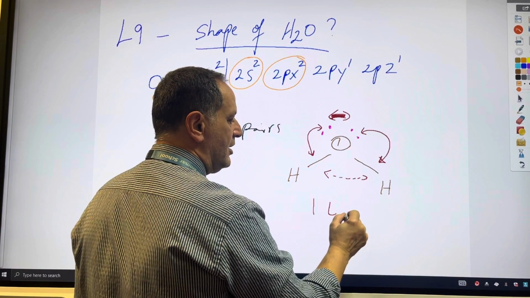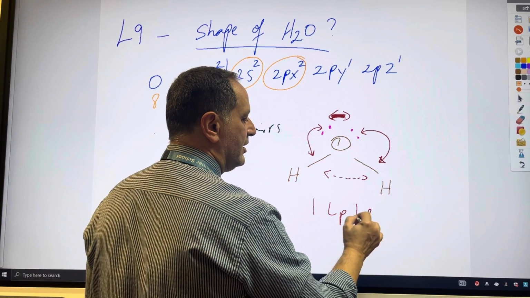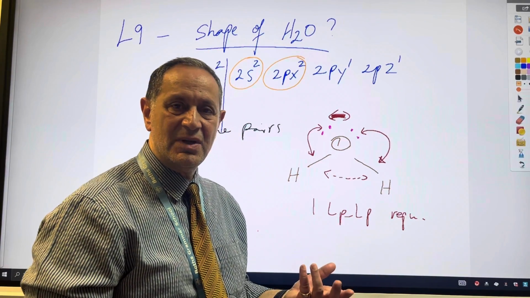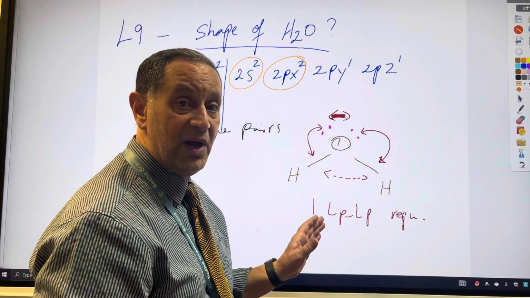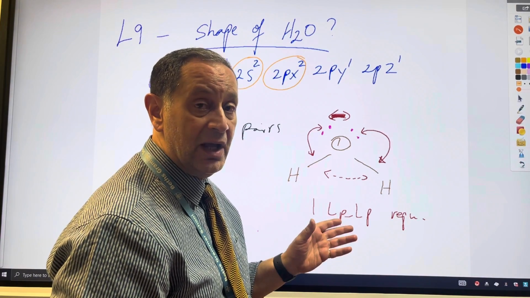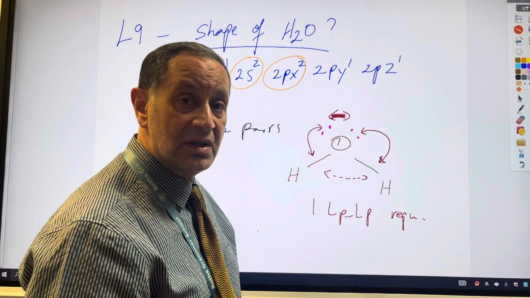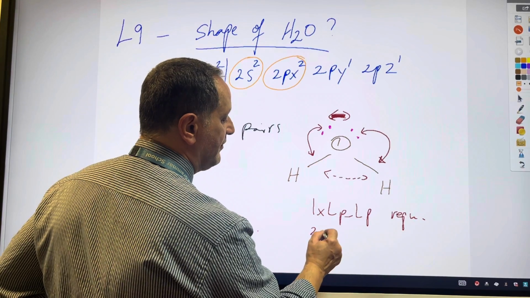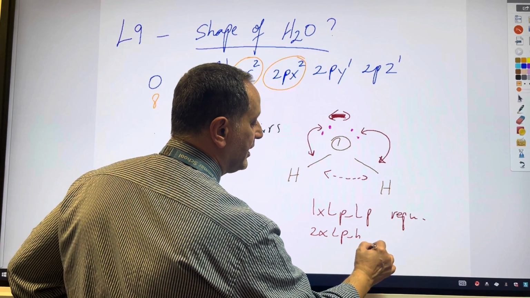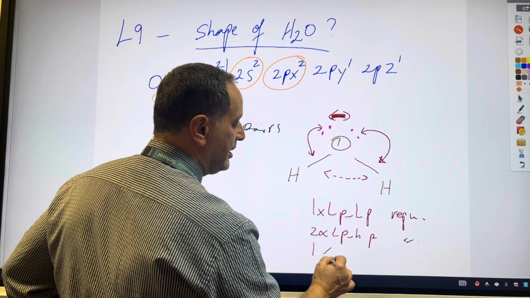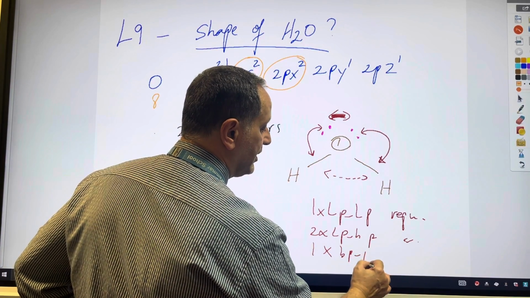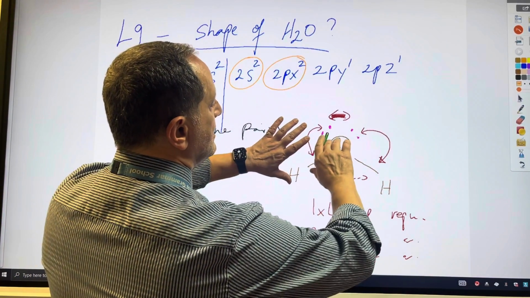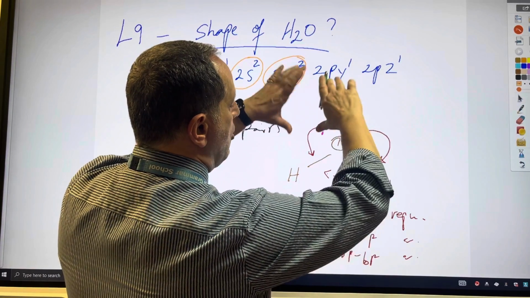So you have 1 lone pair repulsion. If in exams you want to write abbreviated letters, you have to write what you mean by LP, and then you can use it in abbreviated form. So you have 1 lone pair repulsion, you have 2 lone pair bonding pair repulsions, and then you have 1 bonding pair repulsion.